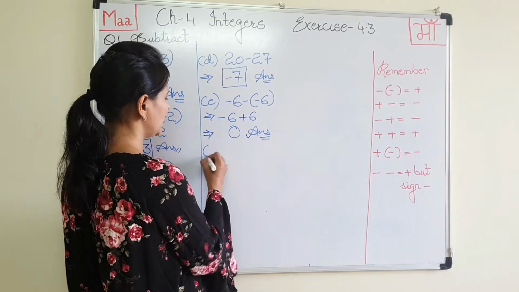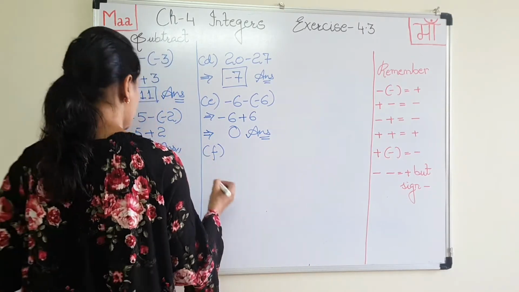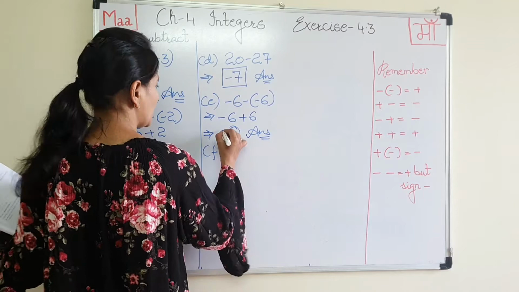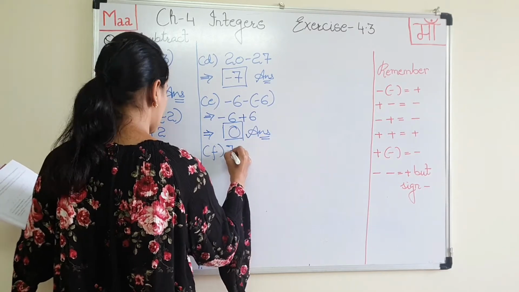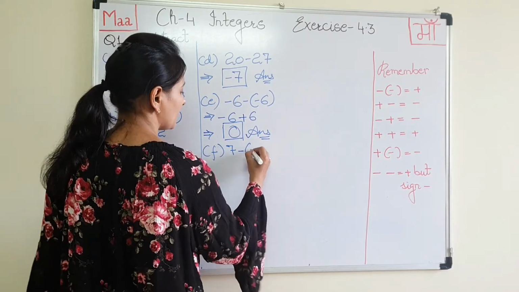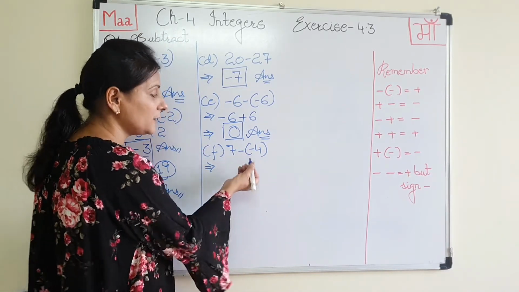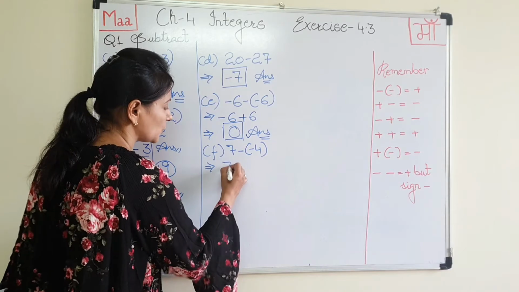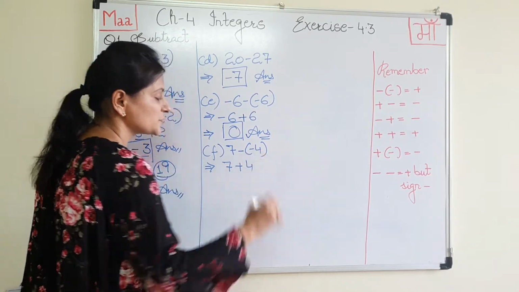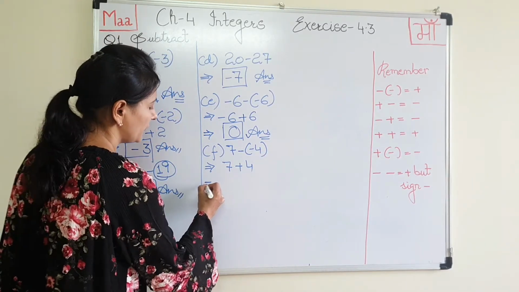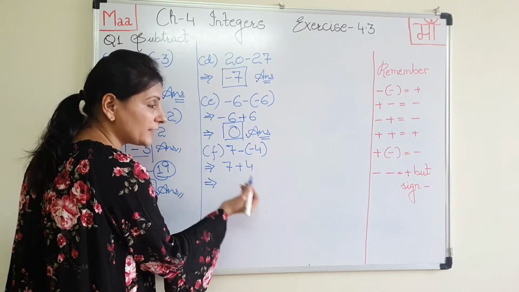So here only 0 will be the answer. Next part F. So part F is 7 minus 4. Again see, bracket is there, minus outside, minus inside. So again it will become plus. So 7 plus 4. Now no sign is with 7, that means plus.